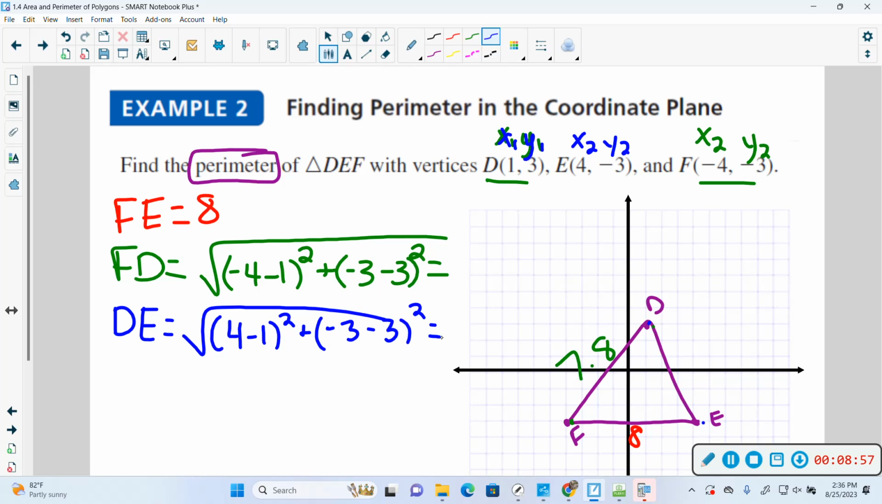All right, what do we got? Perfect. Brutal. And just when you think we're done, we're not quite done. But we have everything we need. So it wants the perimeter. So I need to add up all the sides. So I'm going to do 7.8 plus 6.7 plus 8. So add up all 3 sides. Final answer.